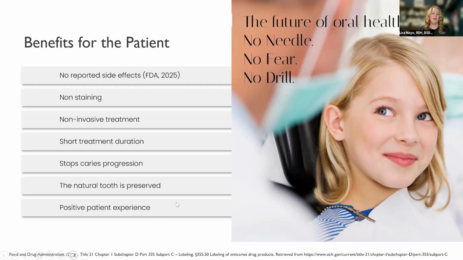So it gives the patient a really positive experience. We're able to preserve their natural tooth structure by stopping the carious process in its tracks and reversing it. Like I said, it's a really short duration treatment. Thank you, Annie, for bringing that up. It's very easy to add on as a same day treatment. It's considered not minimally invasive, it's considered completely non-invasive, non-staining. It's under the FDA fluoride monograph, so no reported side effects.